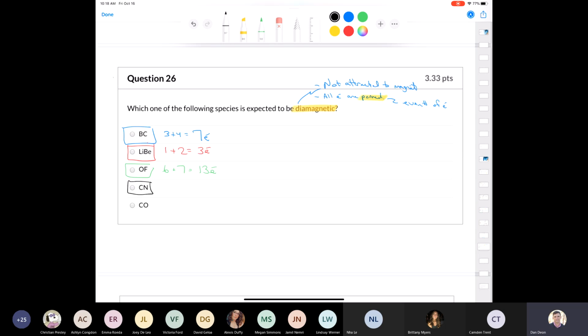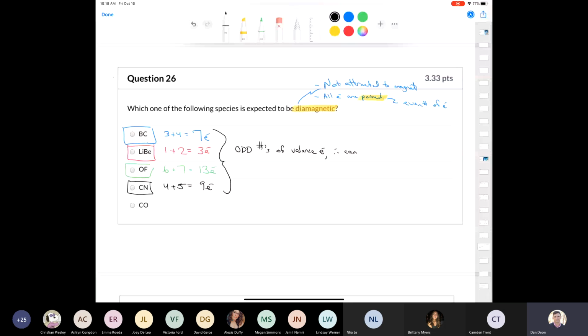We look at carbon and nitrogen bound together. Carbon has 4 valence electrons plus 5 from nitrogen. That gives us 9 valence electrons. Again, we're still not there. Okay, all of these, what do they all have in common? They all have odd numbers of valence electrons.